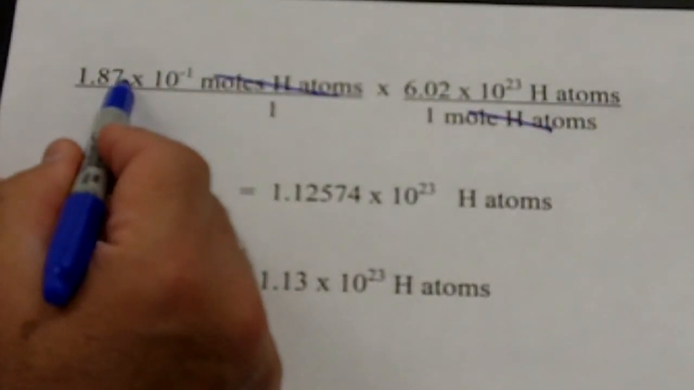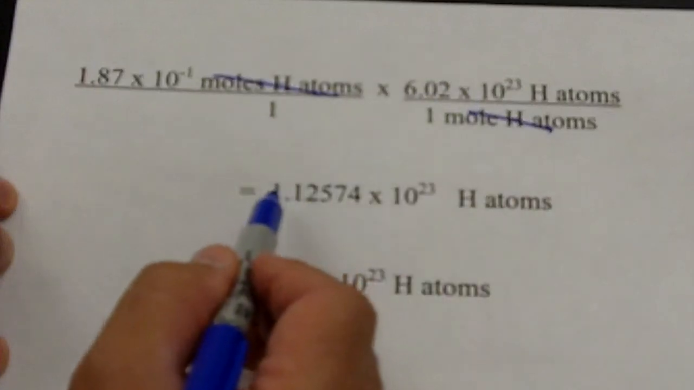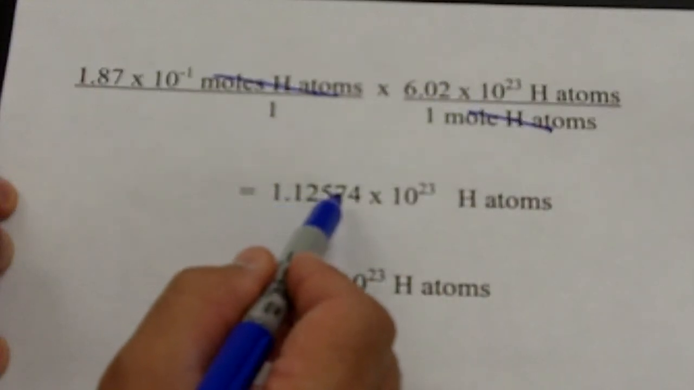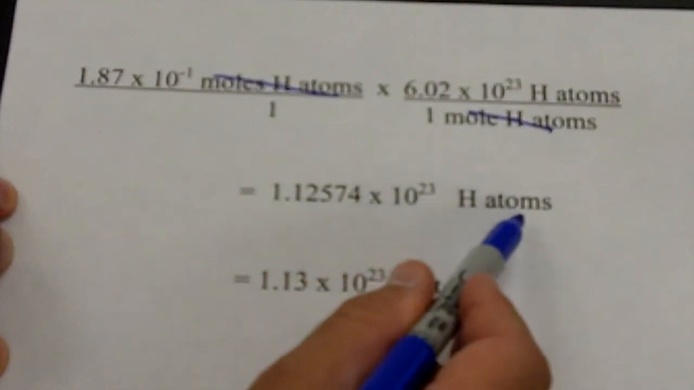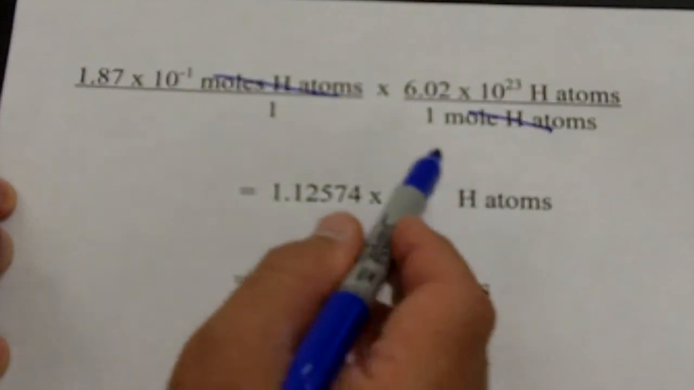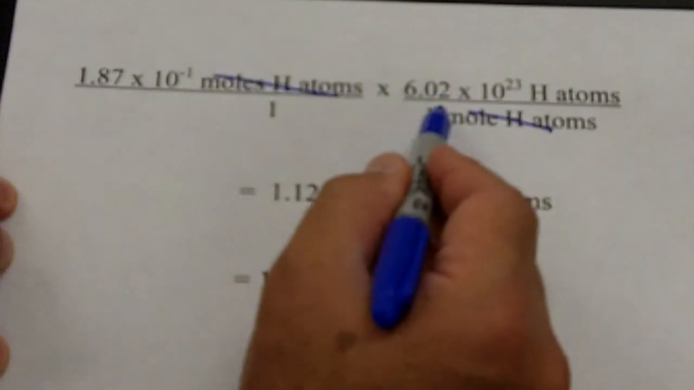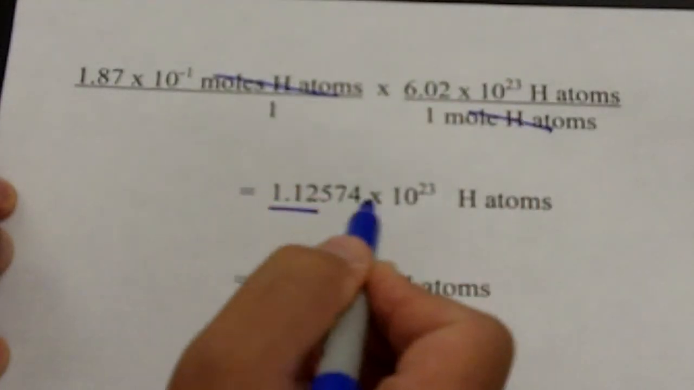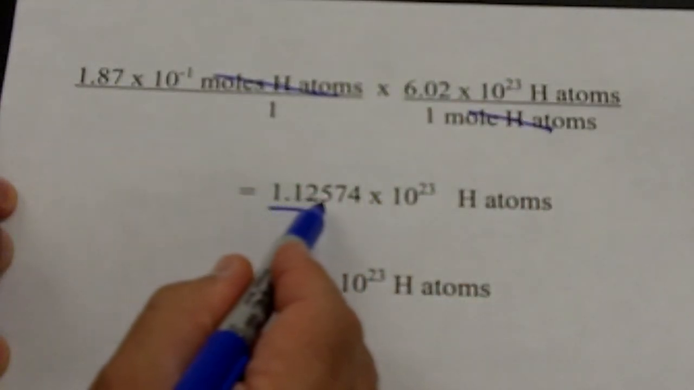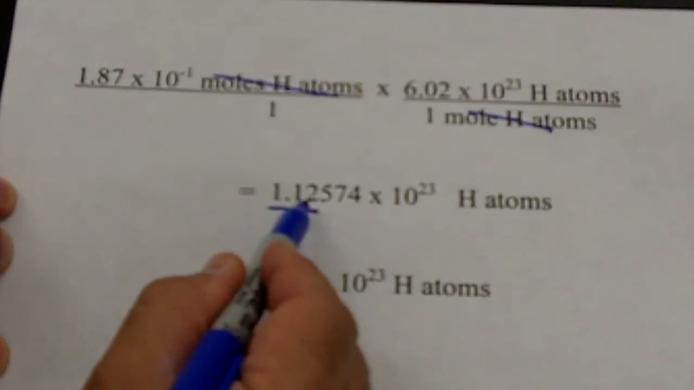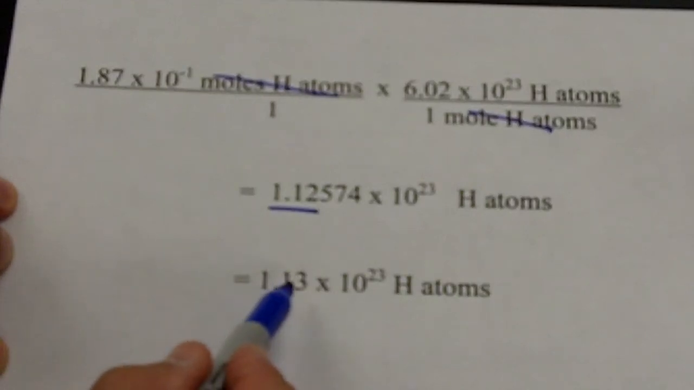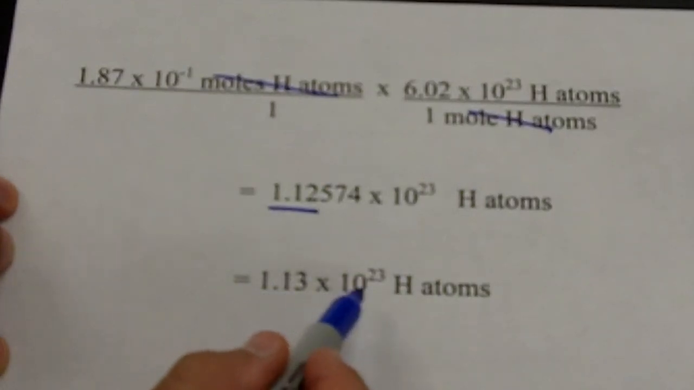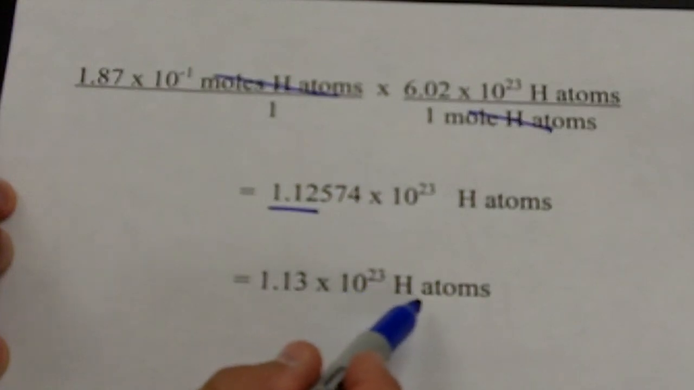I take this number, multiply by this number, and I get 1.12574 times 10 to the 23rd hydrogen atoms. 3 significant digits here, 3 significant digits here. I can only take 3. 1.1, the next number is 5 or bigger. It happens to be 5. It pushes that 2 up to a 3. My final answer is 1.13 times 10 to the 23rd hydrogen atoms.